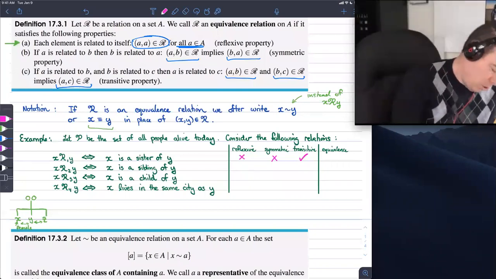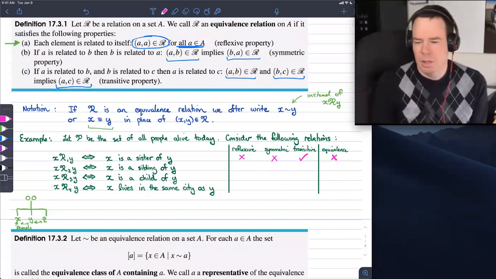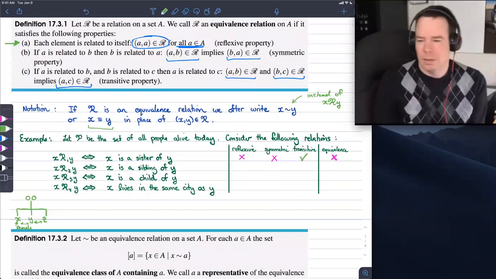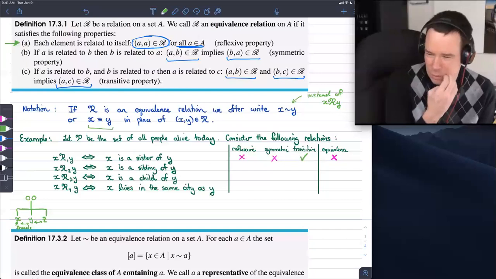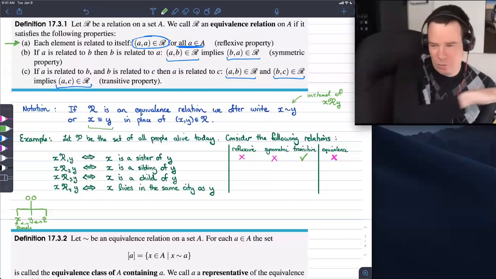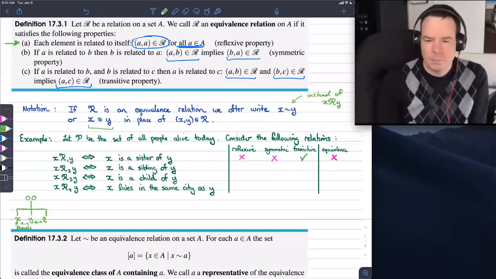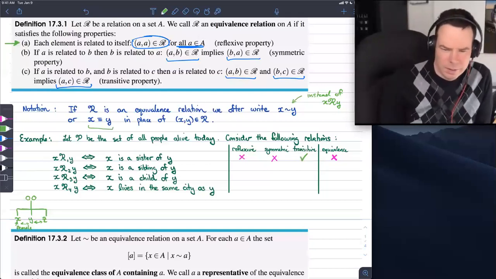Is it an equivalence relation? No, because to be an equivalence relation, we have to have check marks all the way across. Maybe I'll switch that pink check mark to a green check mark, just to distinguish in terms of colors, because what we'd like is 3 green check marks across the board in order to determine that it's an equivalence relation. Okay, so let's look at the next relation.